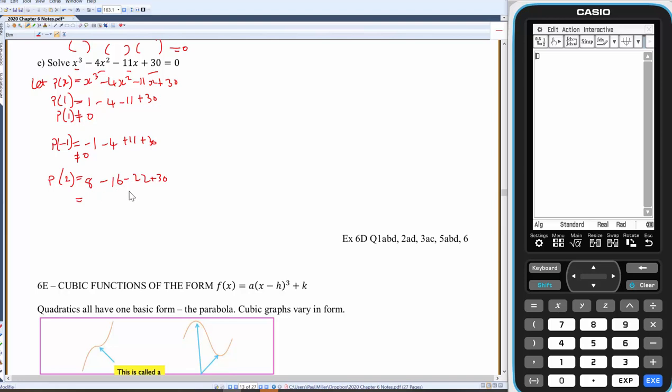That's negative 8, take 22 is negative 30, plus 30 equals 0. Therefore, x take 2 is a factor. All right, so now what we'll do is attempt to factorize this cubic, okay?